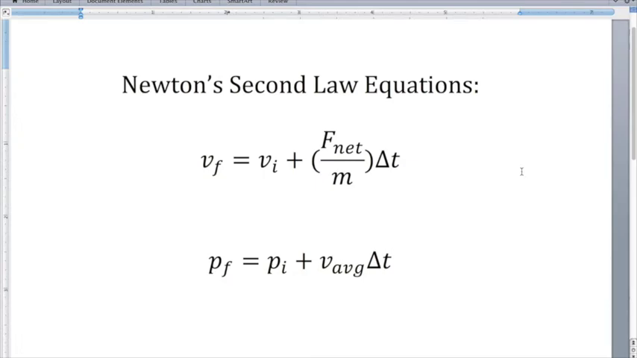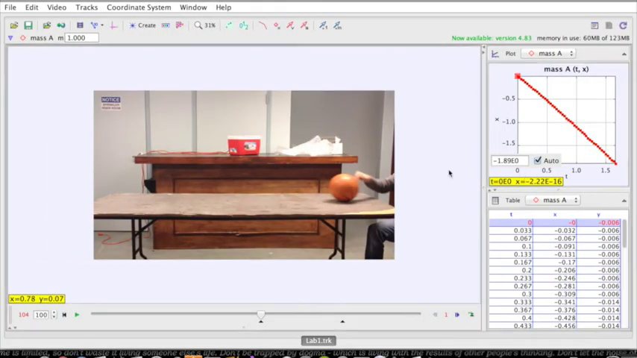The second equation, Pf equals Pi plus V average delta t, says that the final position of an object can be found by adding the initial position of the object plus the product of the average velocity and the change in time. Now, to our tracker analysis.